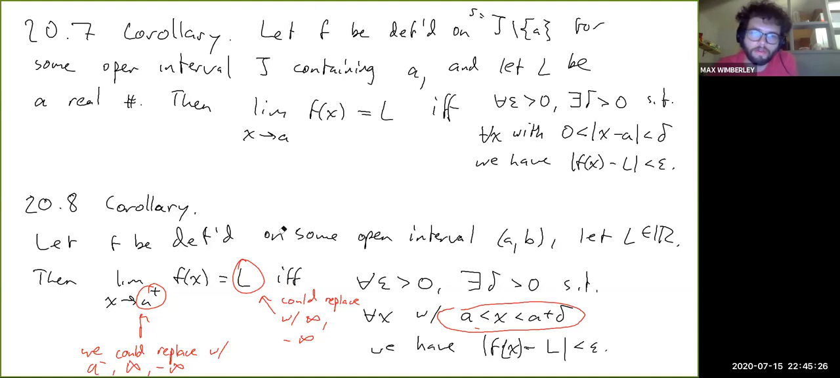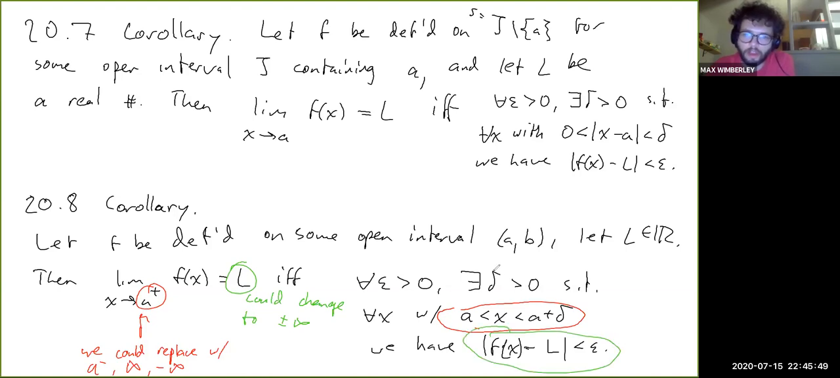So actually, let me change this. Let's be fancy about this. So this could be, okay, could change to plus or minus infinity. So this thing varies according to what's over here. And then this thing varies... oh, sorry. Actually, the epsilon varies depending on what's here, and then the delta changes depending on what's here, right?